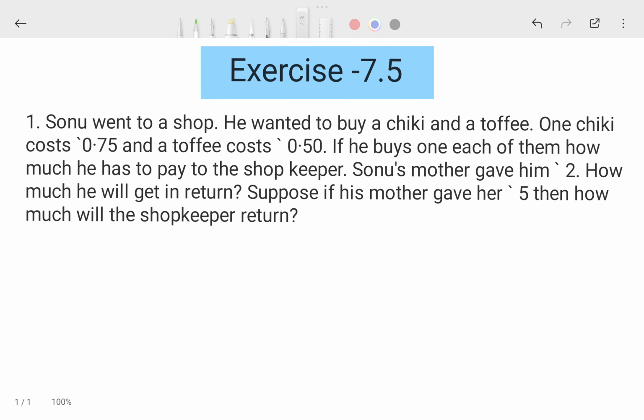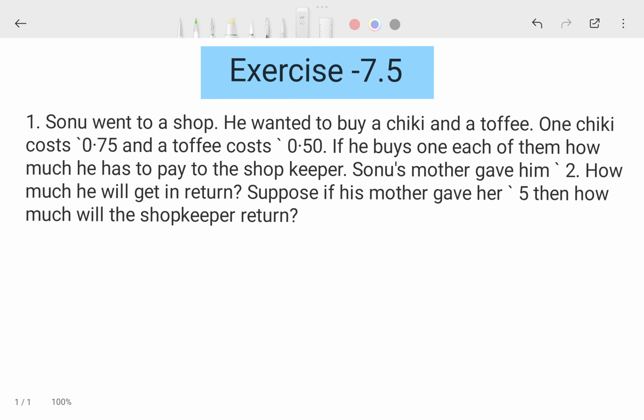Hi, this is Priyanshu. In today's video, we are going to talk about our class 6th mathematics, chapter 7, and this is our last exercise, 7.5, because in the previous video we already solved exercises 7.4, 7.3, 2 and 1.